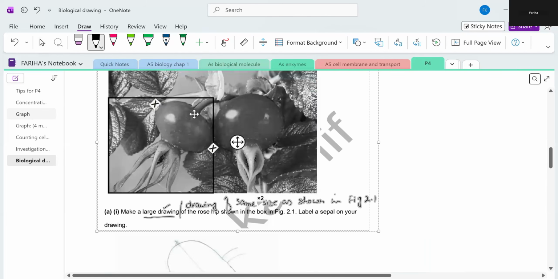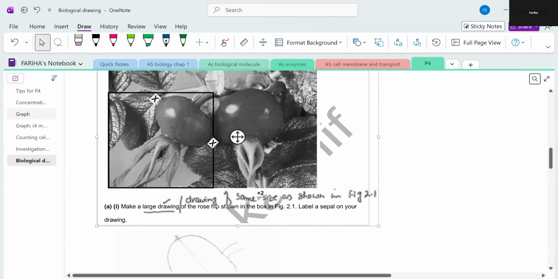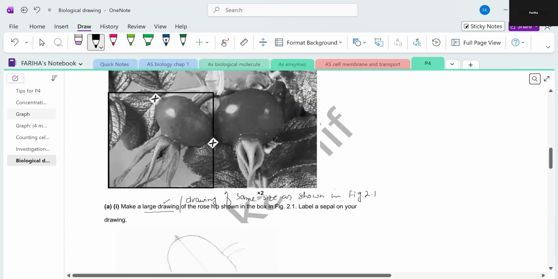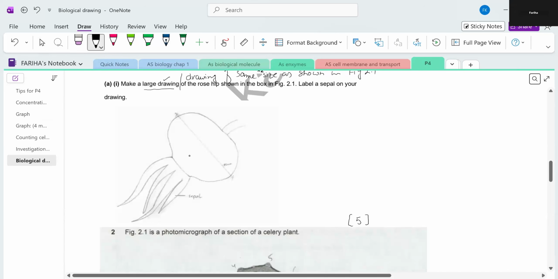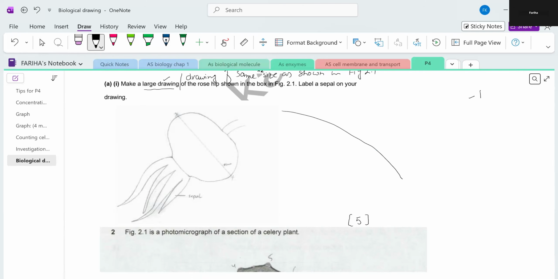Orientation of the diagram should be similar. Now, what does it mean, orientation of the diagram? If the image is shown in this direction, then you need to draw the diagram in this direction. You cannot draw in this direction. Is this clear? Otherwise, you will lose 1 mark.